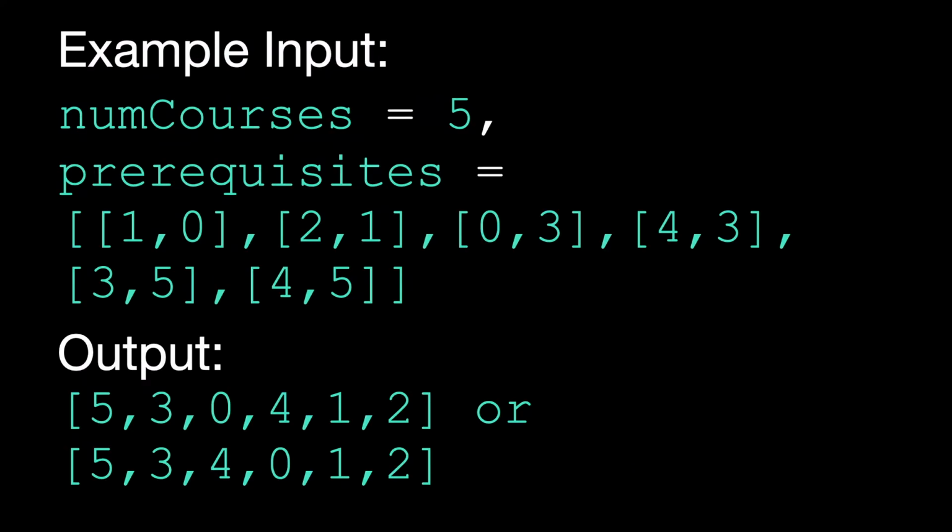Let's look at the input and output of this problem. The input has two parameters. Number of courses. Here the example value is 5. The two-dimensional array prerequisites, indicating the relations of those courses. The output will be an array of sorted courses. There may be multiple valid answers like this one. You just need to output one valid answer.